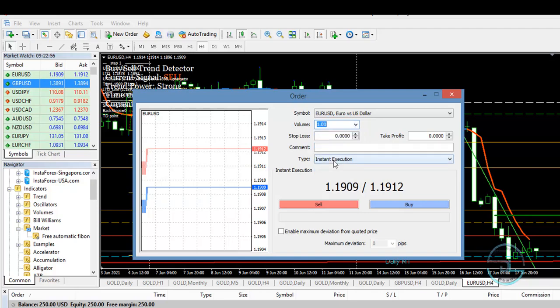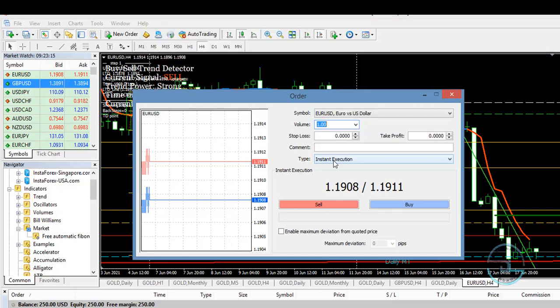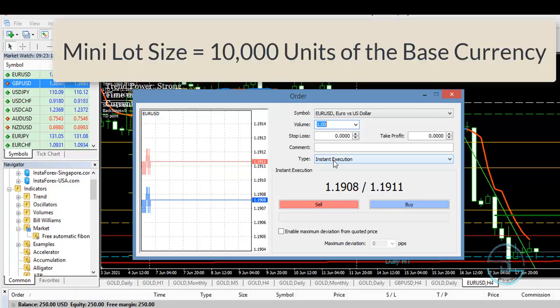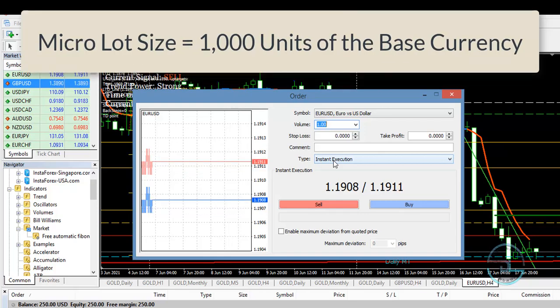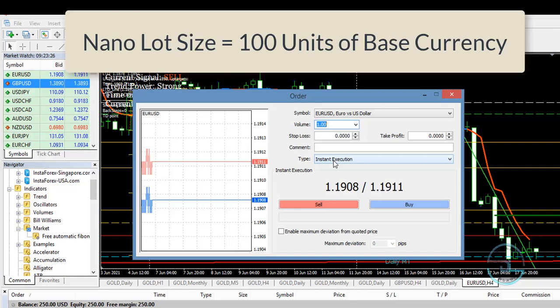now in the market there's a standard. Brokers choose their own standards. Now InstaForex standard lot here is equal to the market mini lot size. And the market standard lot size is an equivalent of 100,000 units. Then mini lot size is equivalent of 10,000 units, while micro lot size is equivalent of 1,000 units. Then you have nano lot size equivalent of 100 units.